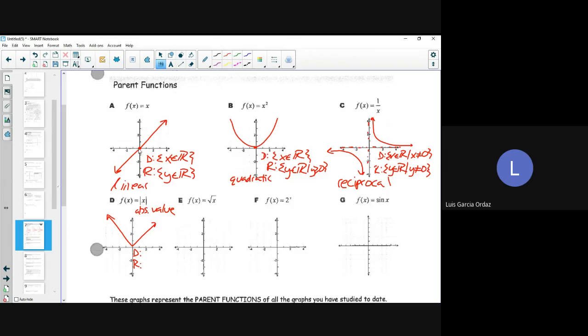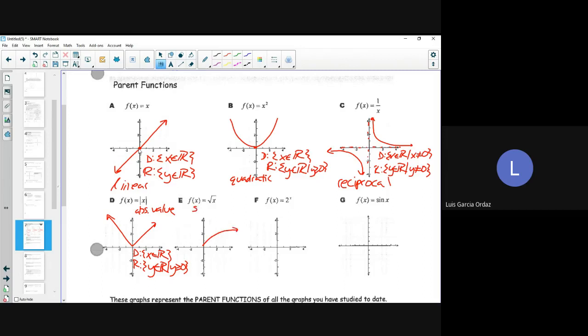What is our domain for the absolute value? Thank you. Okay, and our range, y is an element of R such that what? y is greater than 0, or greater than or equal to. All right. And then we're not going to do the domain and range for these ones. Okay, so we have the square root function.